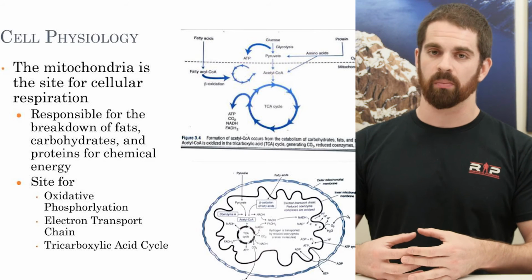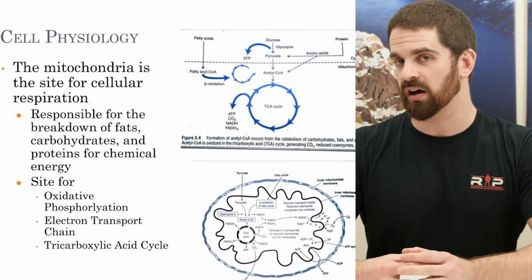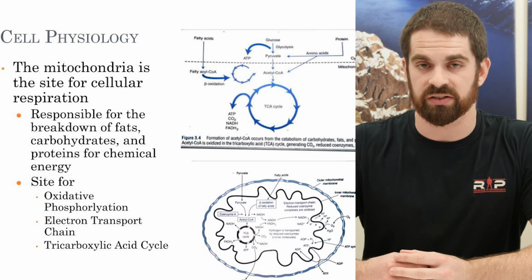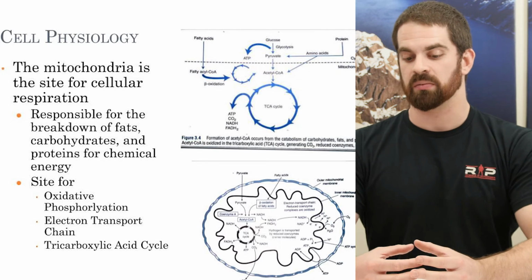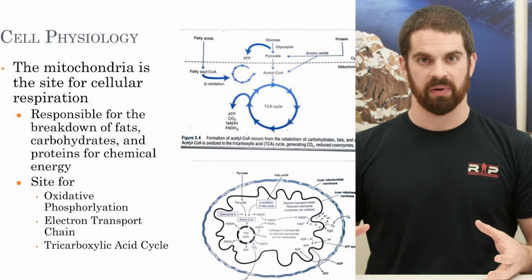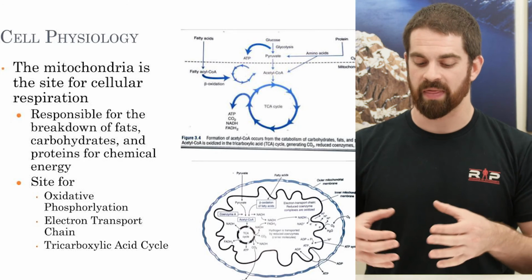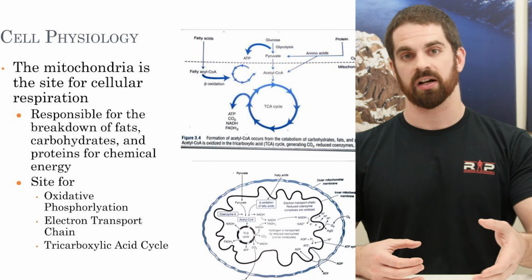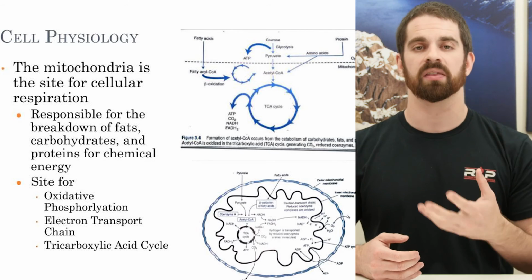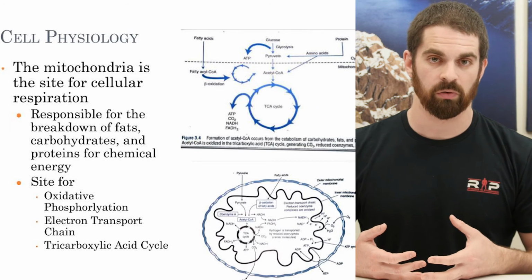Now, we know that the number of mitochondria within a cell can vary depending on the person's genetics or trained state. It can be more densely packed or less densely packed. Either way, we know that the mitochondria is going to help take things like carbohydrates, fats, and proteins, and break them down into their usable chemical energy form.